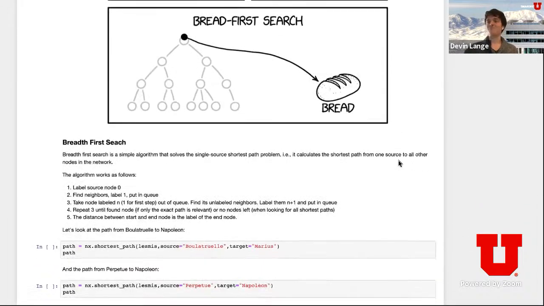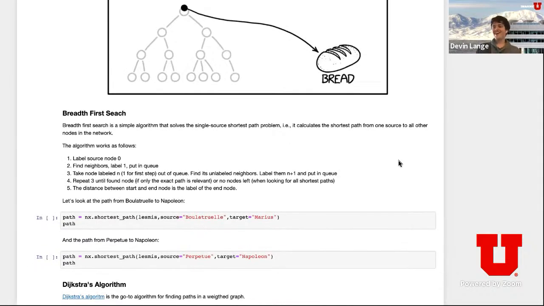Unfortunately, we are going to have to focus on breadth first search for this class, which is still a nice algorithm. And let me switch back to my iPad here.